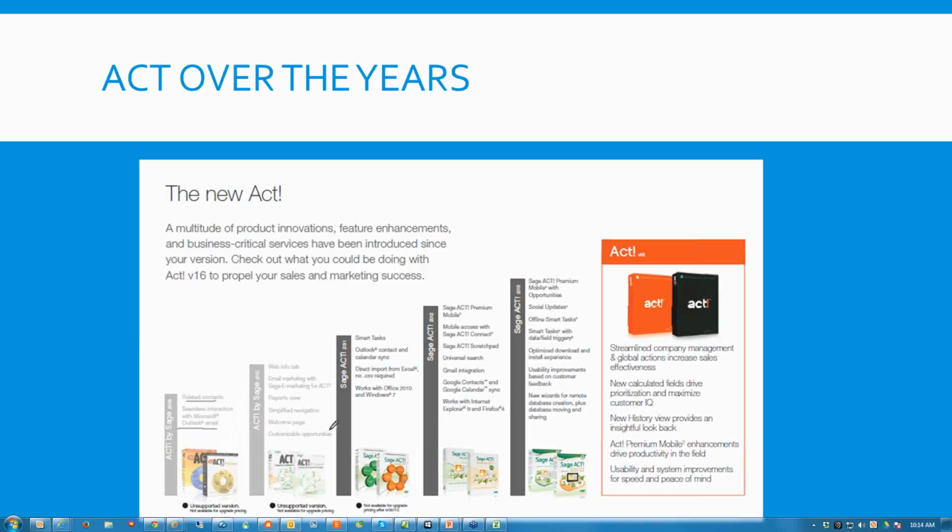2010, we added in the reports view. We added the e-marketing piece. They added customized opportunities. 2011 was the start of Smart Tasks, ACT and Outlook, Calendar, and Contact Sync. Direct import from Excel was a big deal this time. 2012 first saw the ACT Premium Mobile, which we'll talk about a little bit more. Universal Search was a big deal. Gmail integration.